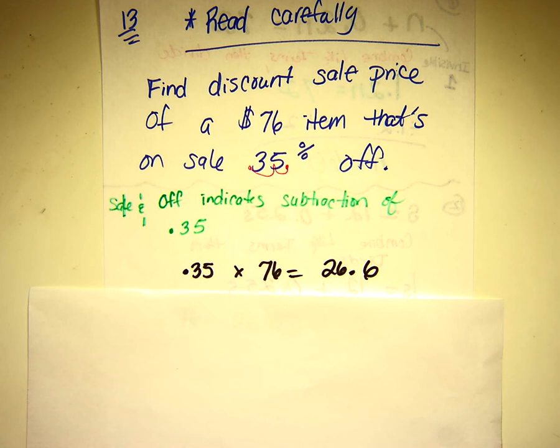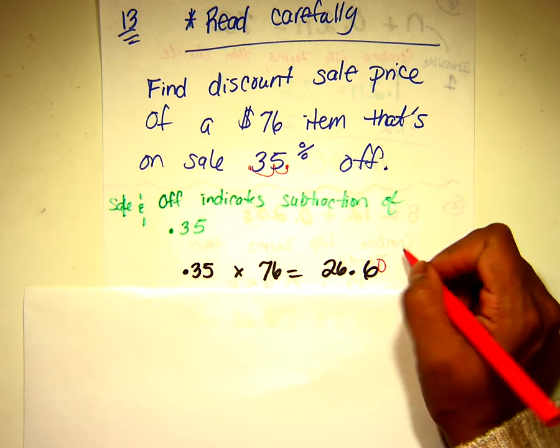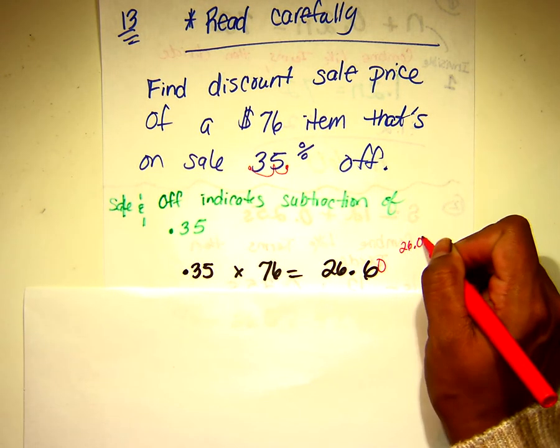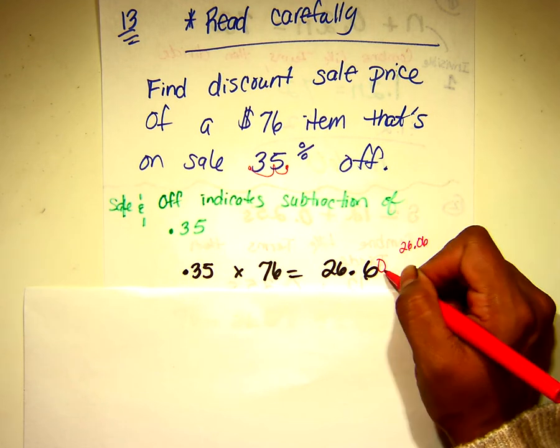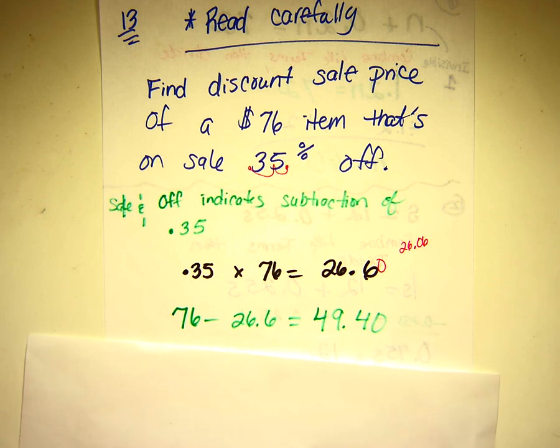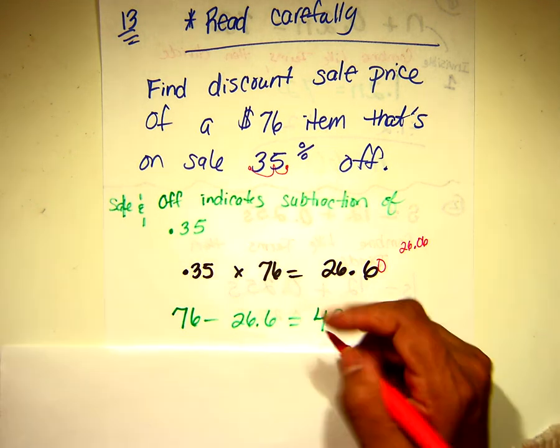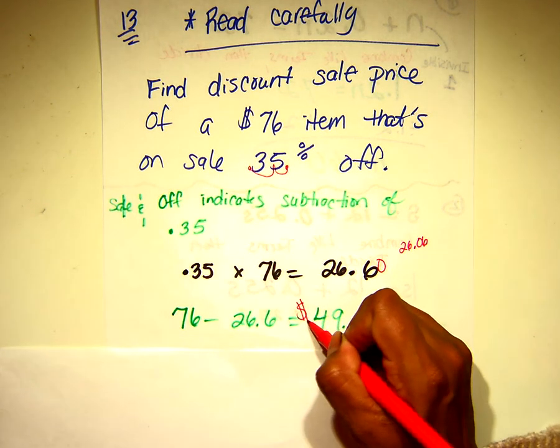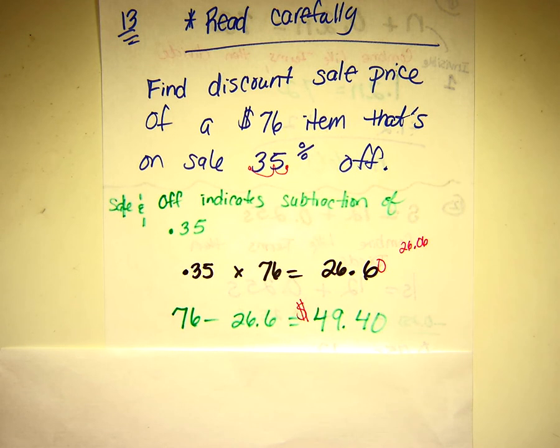So 0.35 times 76 gave me $26.60, not 26.06. So it's an imaginary zero. So here's the difference between 6 and 60. That is 06 and that is 60. And going back to what we stated earlier, if it's off, we know we're going to subtract. So now we have $76 minus 26.60. That gave me $49.40. Now your calculator may not necessarily show that zero right here because it's considered a placeholder, but in terms of money, we need to make sure that we include it.